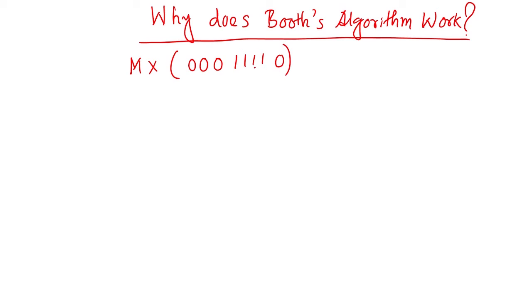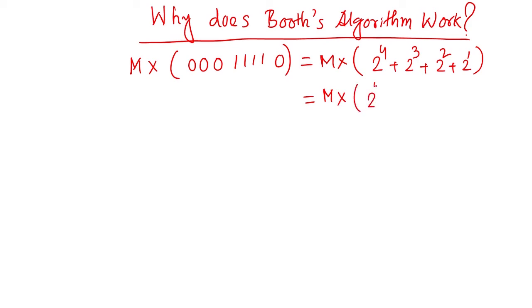What is this? 0 1 2 3 4. So, this is nothing but, here we can write 2 to the power 4 plus 2 to the power 3 plus 2 to the power 2 plus 2 to the power 1. Interestingly, this is 30, we are multiplying with the multiplicand. This we can write as m into 2 to the power 5 minus 2 to the power 1. This is nothing but m into 30.